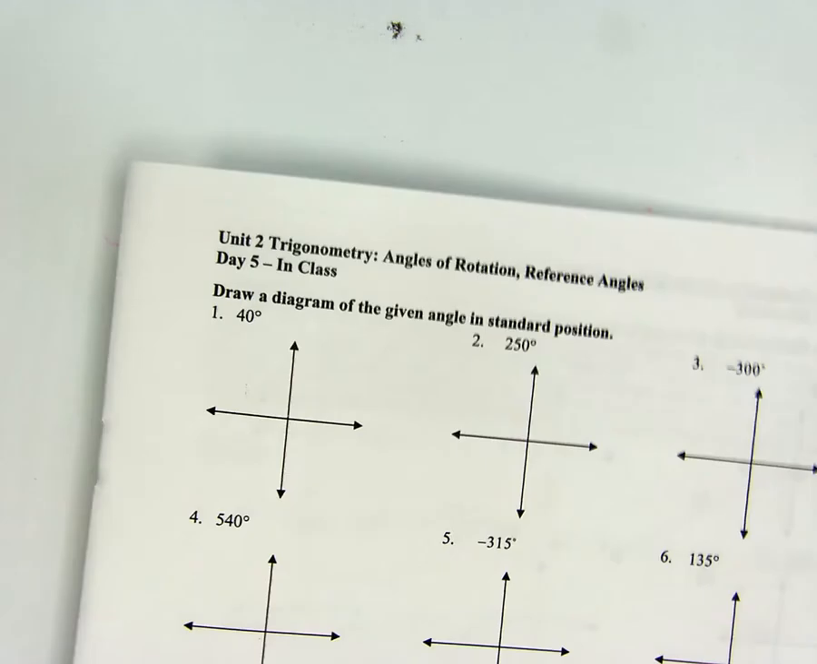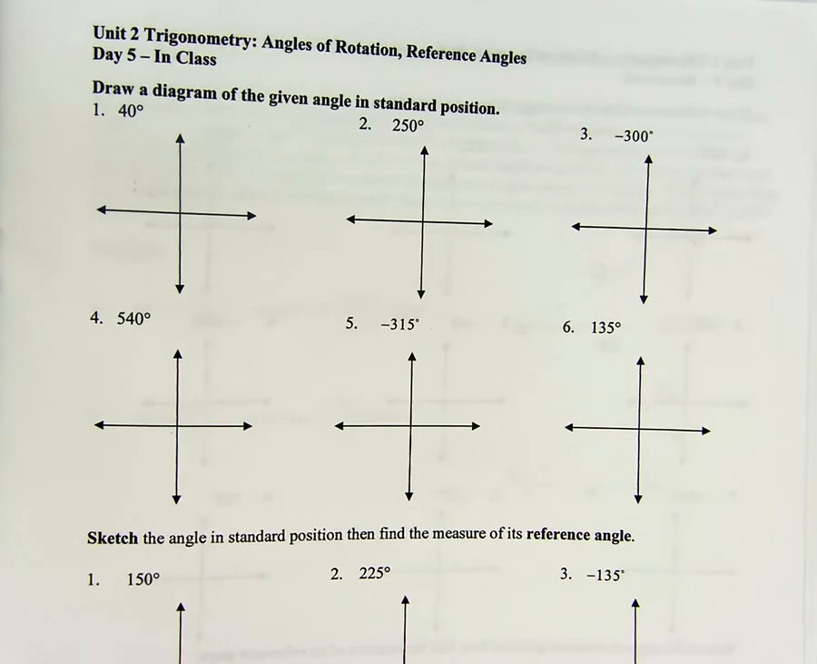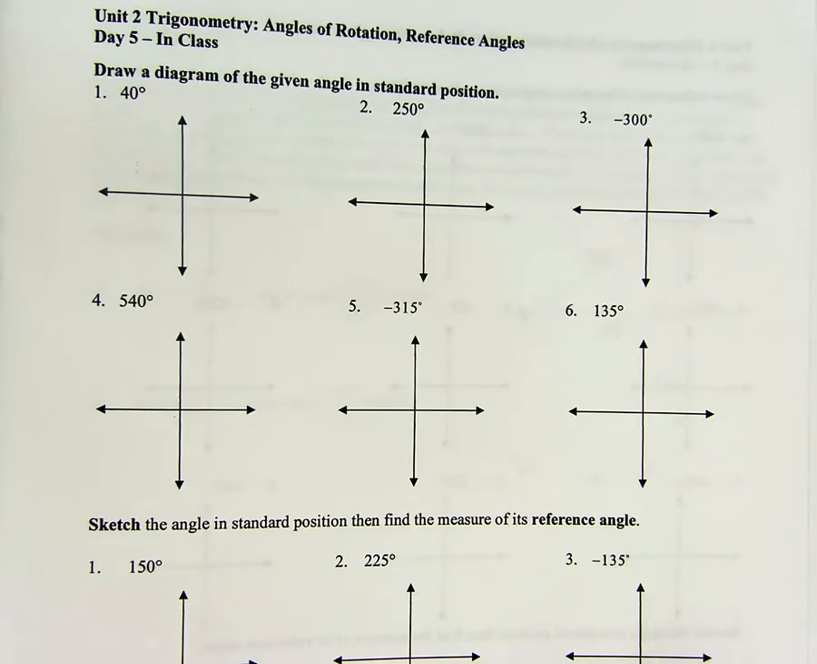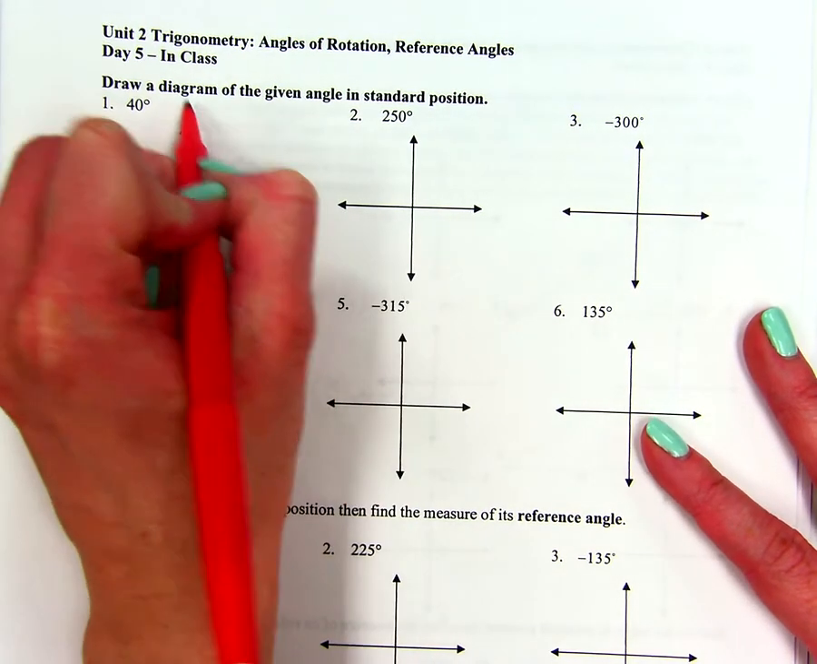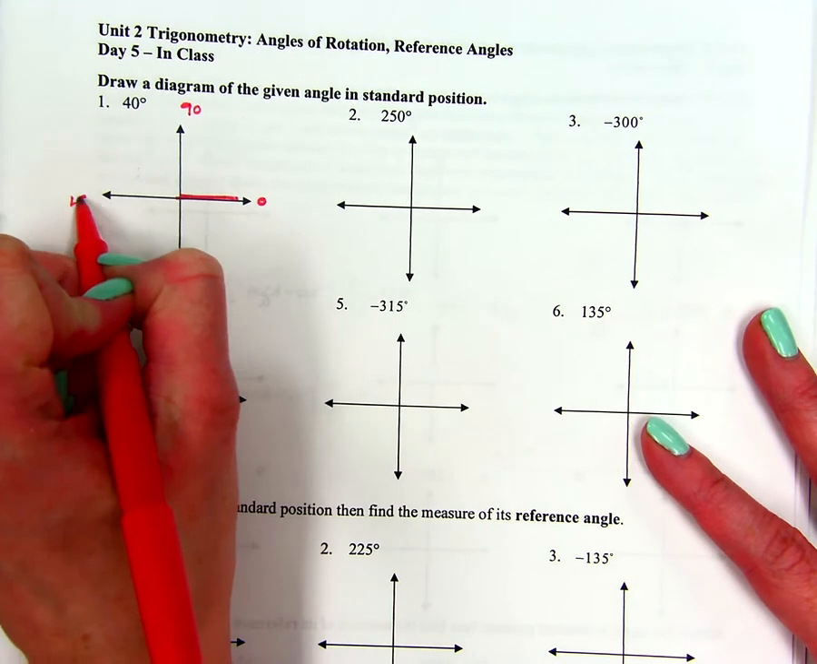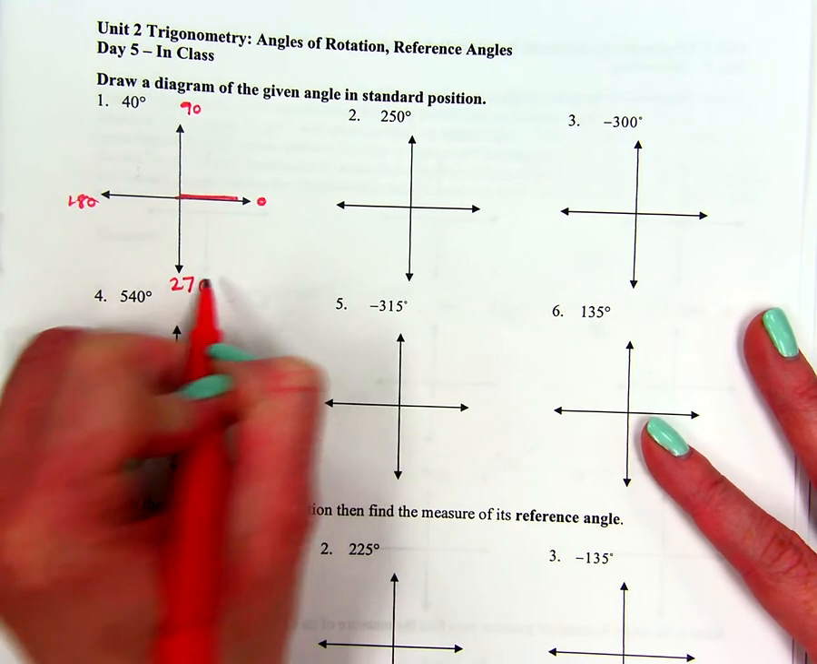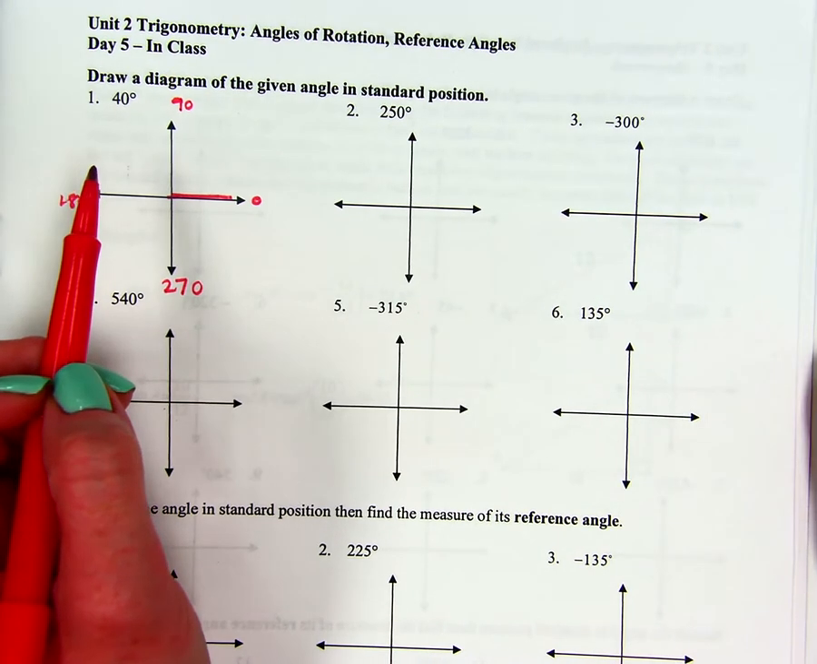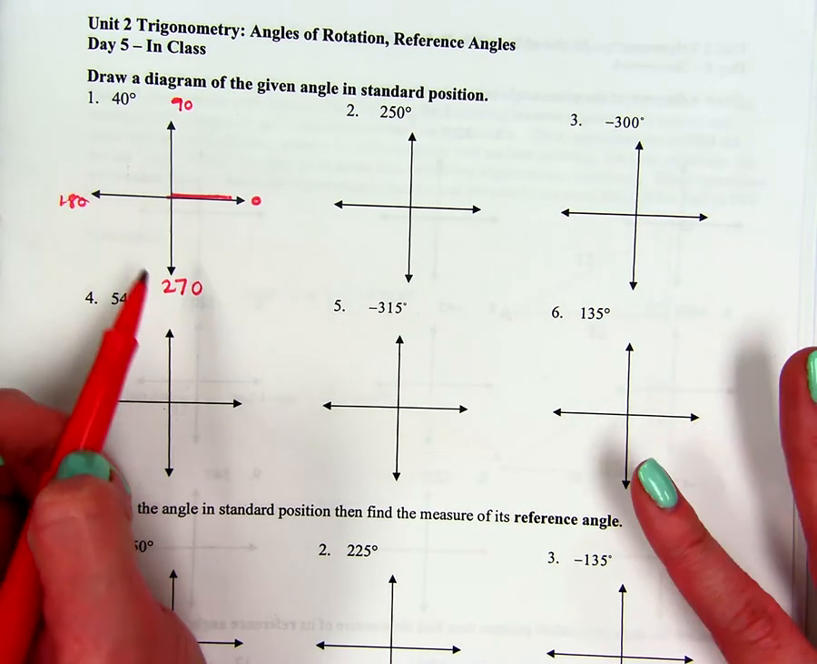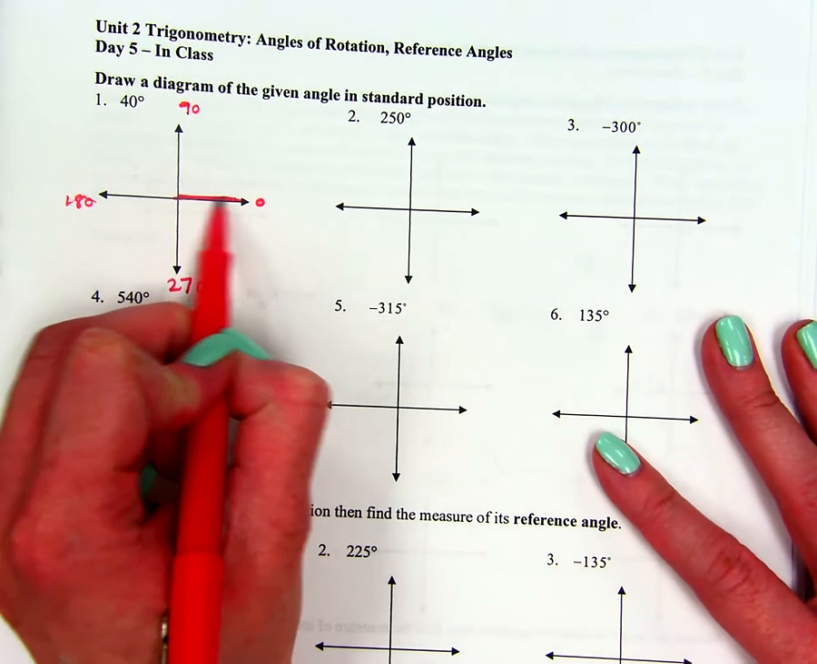So let's dive into some practice problems here with this. We'll start with number 1 on page 23. It says draw a diagram of the given angle in standard position. So again, remember I said we're always going to start here. So this is going to be our 0. We're going to call this our 90, 180, and then 270 down here. So all we're doing for these first 6 is drawing the diagram of the given angle in the standard position. So we're just drawing in the angle.